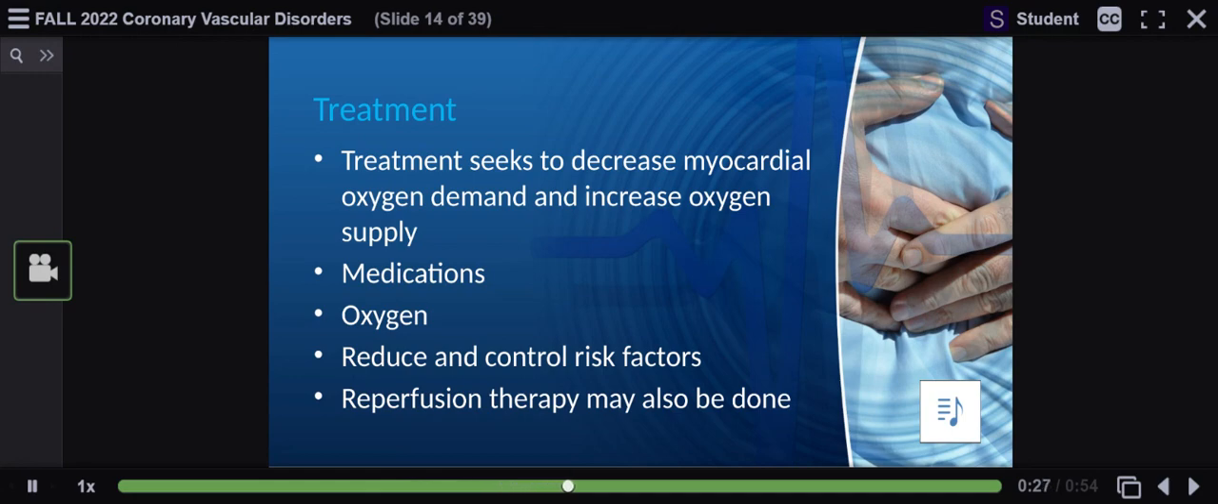Alternatively, reperfusion procedures may be used to restore the blood supply to the myocardium, and this includes your PCIs or percutaneous coronary intervention. Examples of the procedures are your PTCA or percutaneous transluminal coronary angioplasty, or also your stents, called intracoronary stents or just cardiac stents. Also surgical procedures such as your CABG. We will learn more about that as we go on to the next slides.